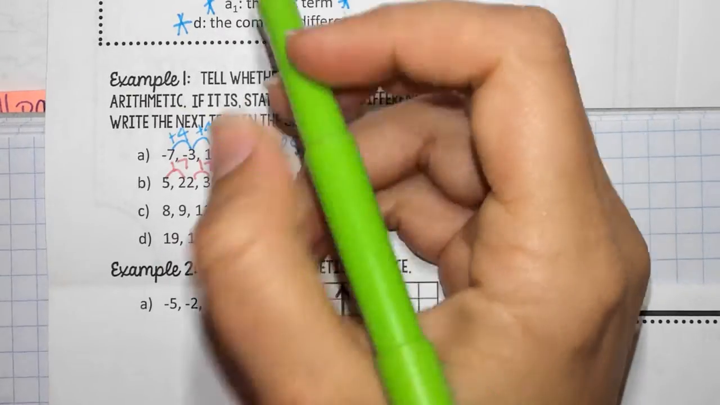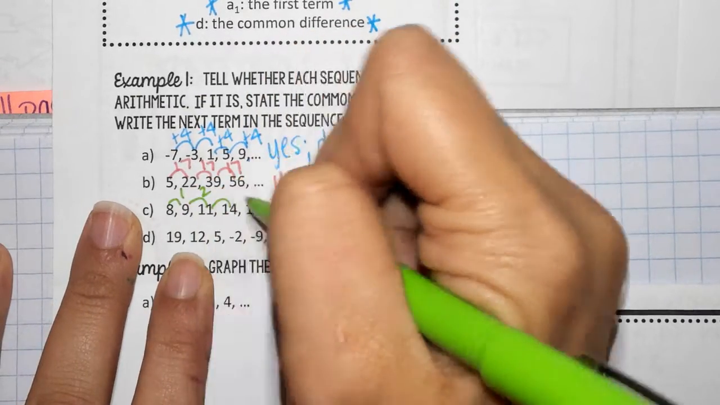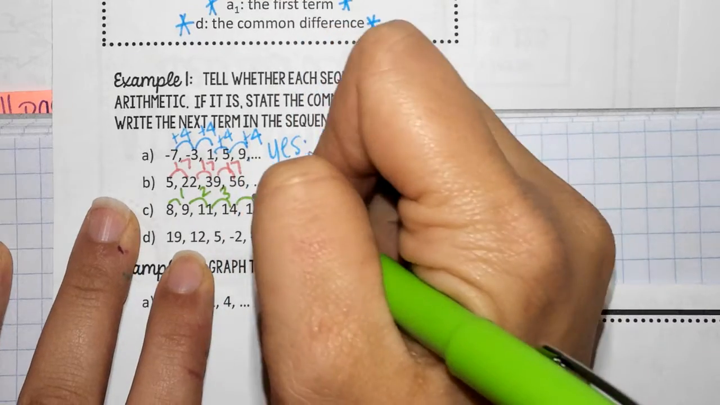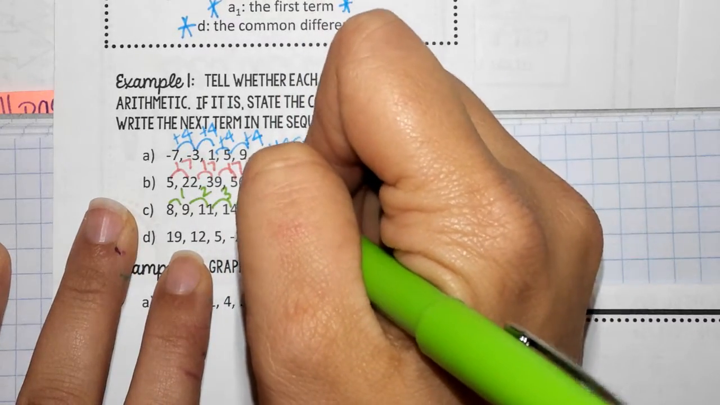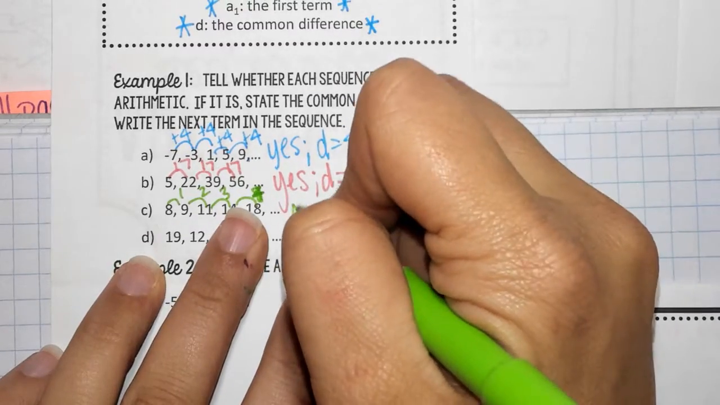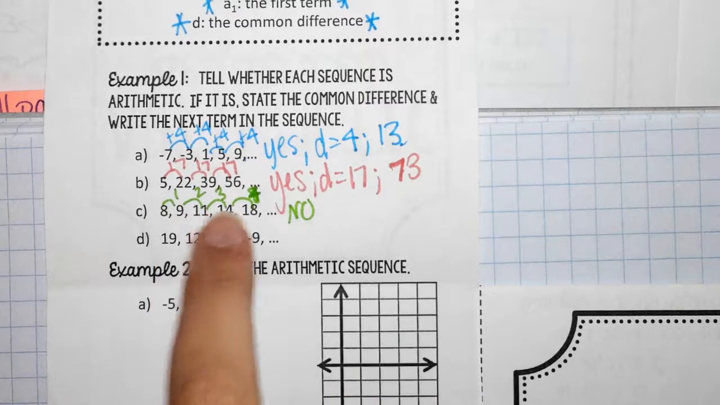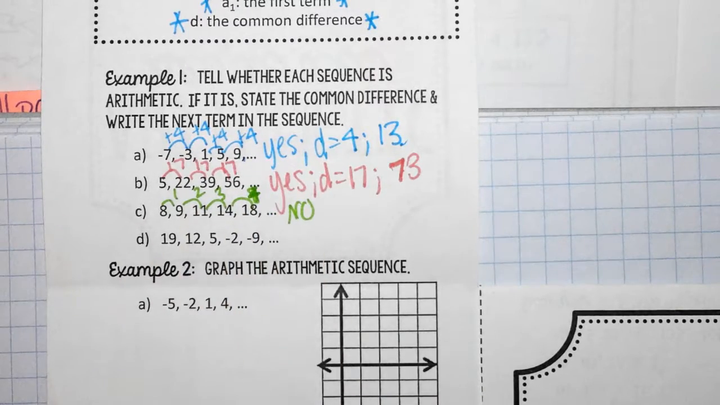Alright, so how much do we increase from 8 to 9? 9 to 11. 11 to 14. 14 to 18. That is not an arithmetic sequence. So no, it's a series, not a sequence. They have to increase by the same thing each time. This does not increase by the same thing each time, so it is not an arithmetic sequence.